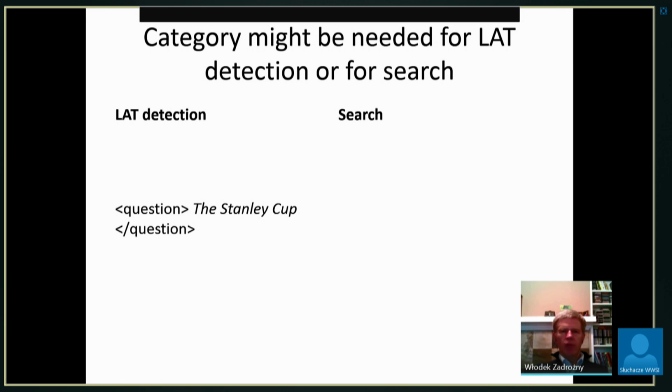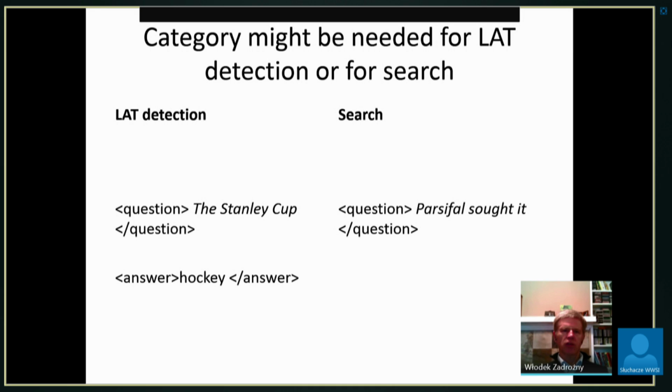So here we have an example where the category information is needed for the lexical answer type detection. So the question is, the Stanley Cup. And obviously it can be associated with a lot of things. Similarly for search, we have the question, Parsifal sought it. And in this case, we don't know what it is. Bing search does not give us the information until we find the information about the category.